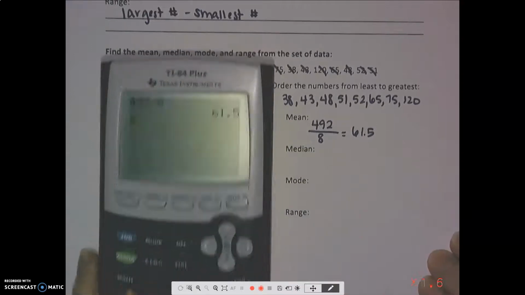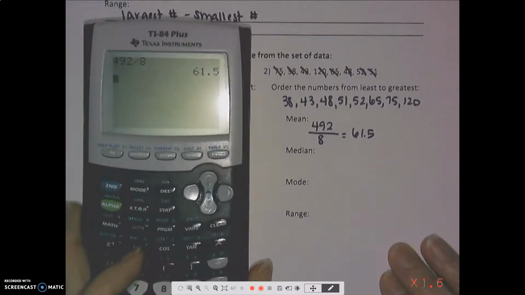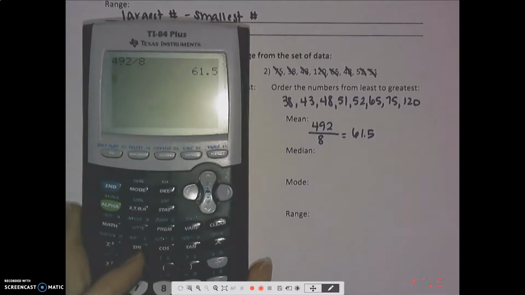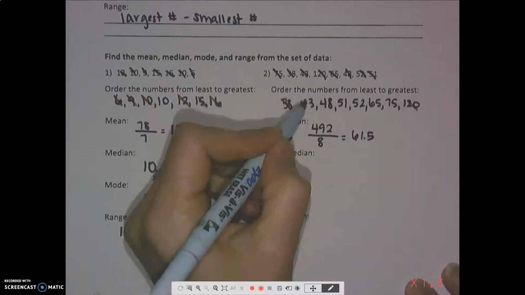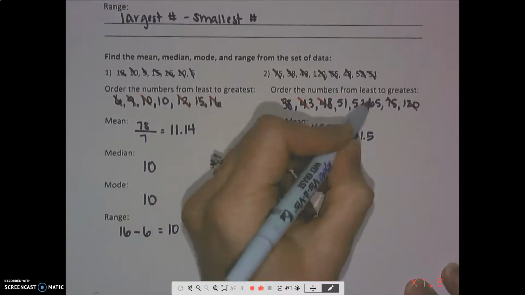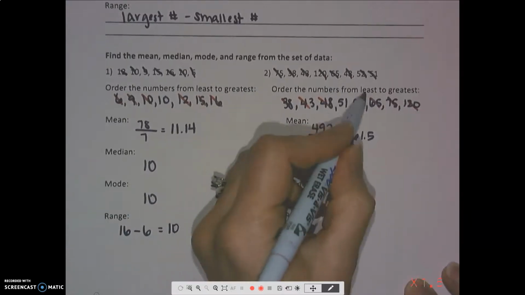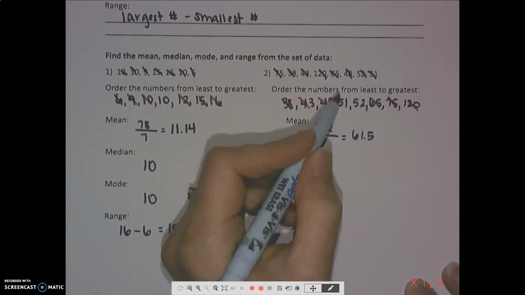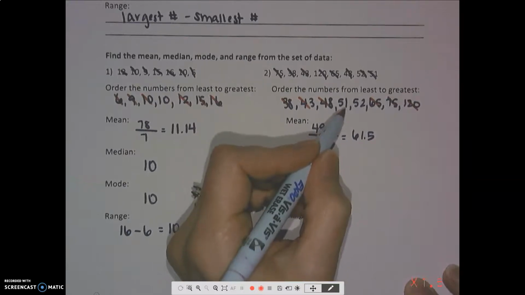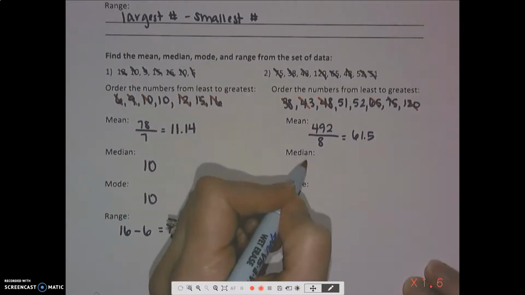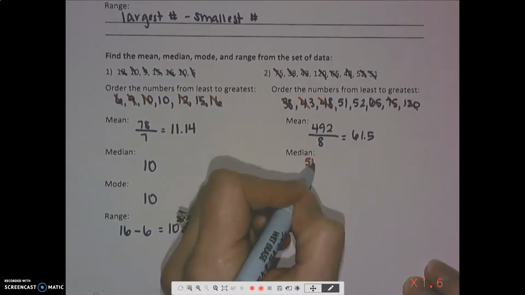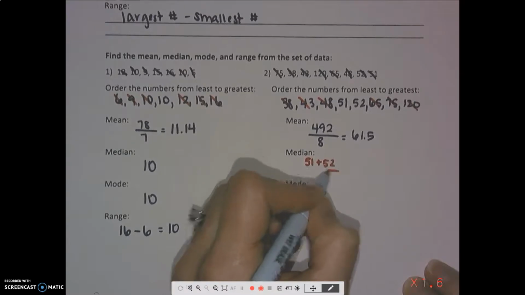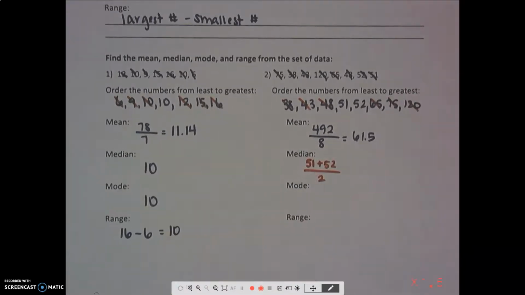Obviously there is no rounding that needs to happen there. Oh, sorry, you guys couldn't see that. There is no rounding that needs to happen there. You get exactly 61.5. All right, so our median, we're going to cross things off from left to right, moving along. Now, you notice here we have 2 numbers. When you have 2 numbers in the middle, we need to find the average or the mean of them. What that means is we're going to take 51 plus 52. We're going to divide it by 2.